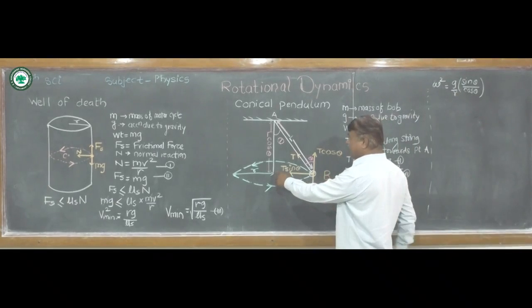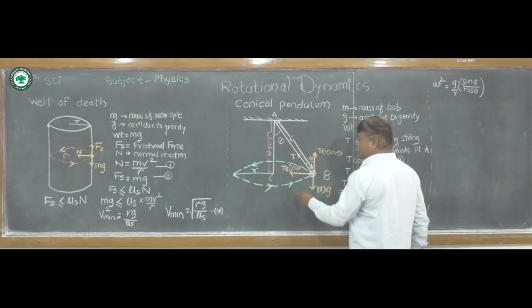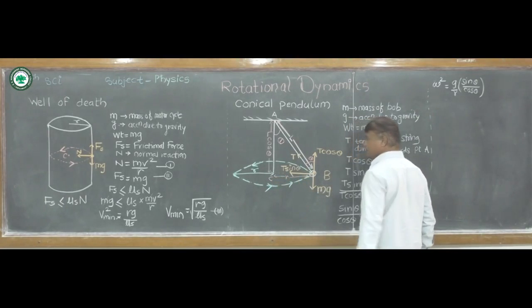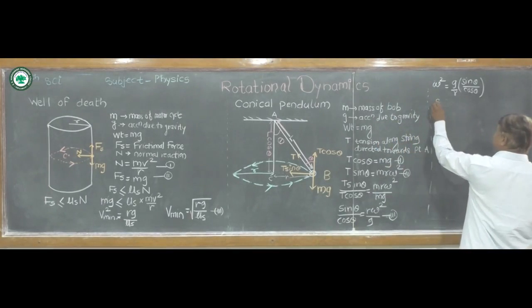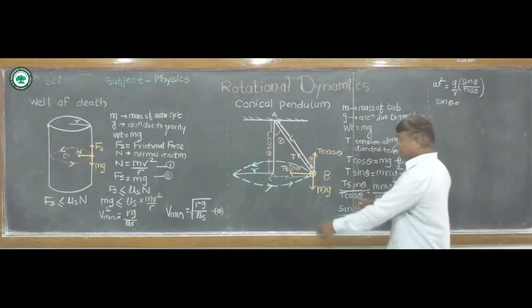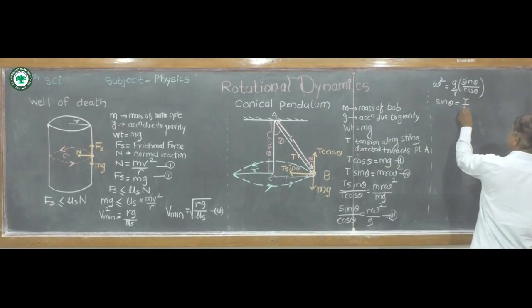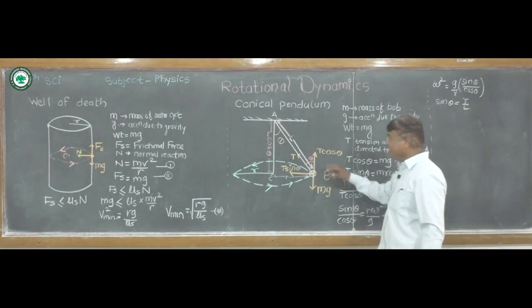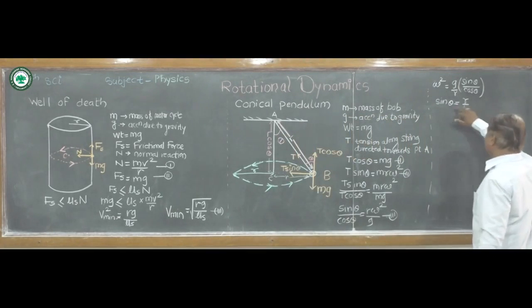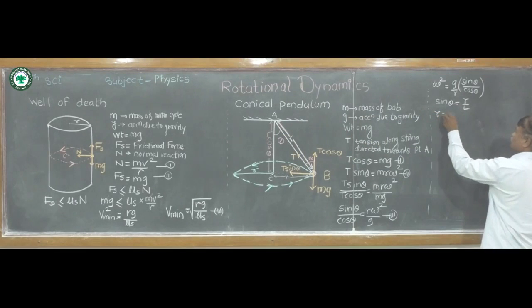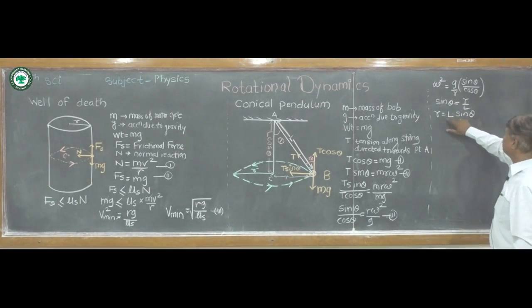Now see this triangle ABC. In this triangle ABC, if this is the radius of the circle, what is the value of sin theta? Sin theta is equal to this side divided by this one, so small r upon L. From this triangle ABC, we get sin theta equal to r upon L. By rearranging, we get small r equal to L sin theta. We have to substitute this value in this equation.